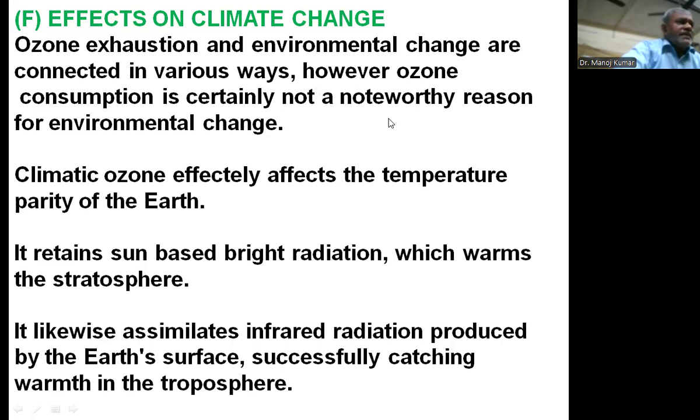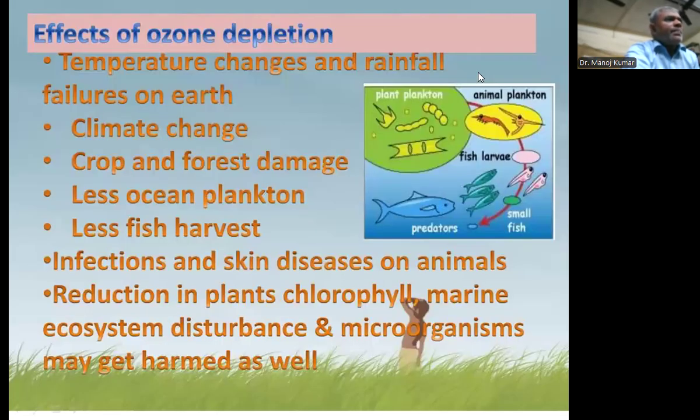Effects on the climate change, ozone expansion, and environmental change are connected in various ways. However, ozone consumption is the certainly not a noteworthy reason for the environmental change. Climatic ozone effectively affects the temperature parity of the earth. It retains sun-based bright radiation which warms the stratosphere. It likewise assimilates infrared radiation produced by the Earth's surface, successfully catching warmth in the troposphere.